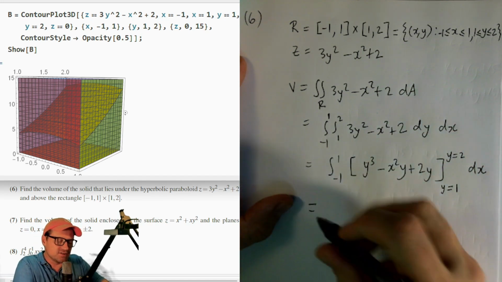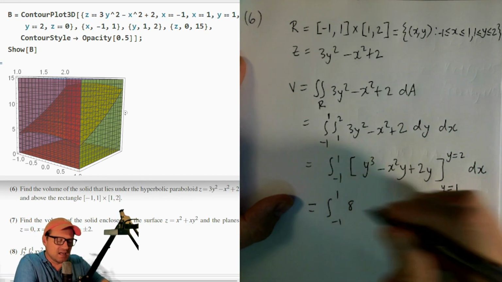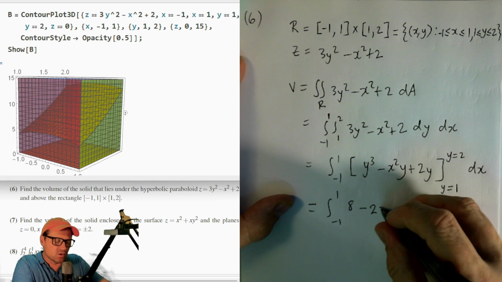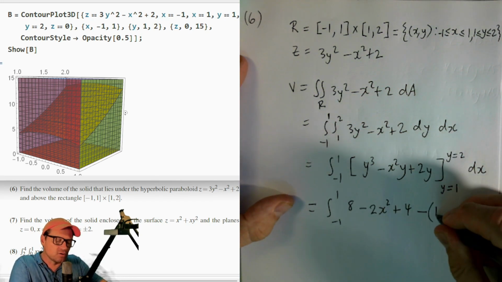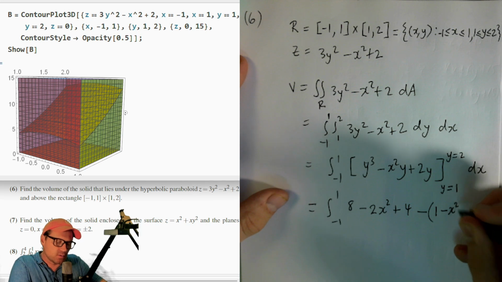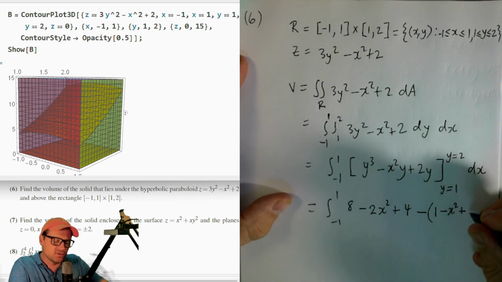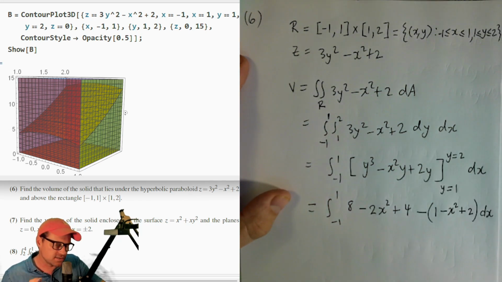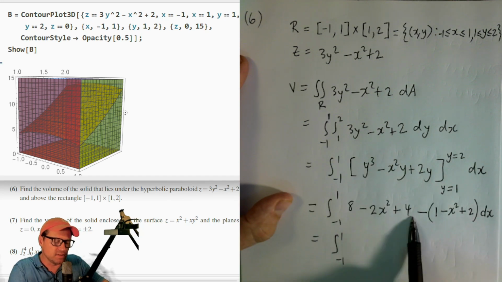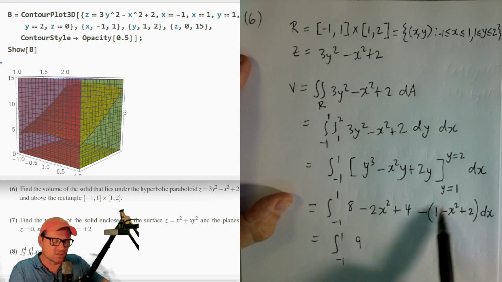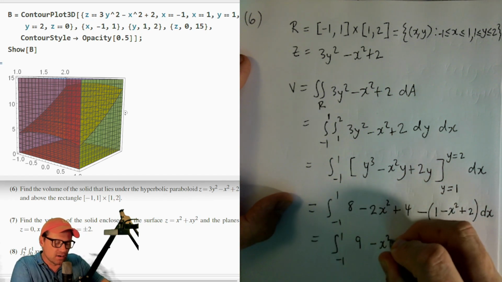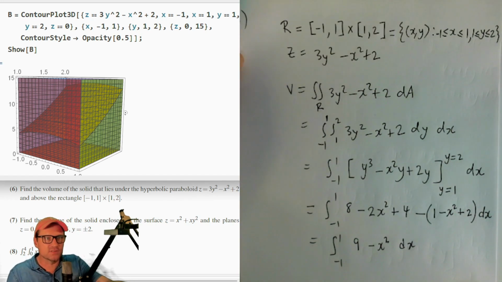Okay, so subbing in 2 cubed is 8 minus 2x squared. 2 times 2 is 4. Then we subtract 1 cubed is 1 minus x squared times 1 plus 2 times 1 is 2 dx. Okay, so simplifying this, 8 plus 4 is 12, minus 3 is 9, minus 2x squared plus x squared is minus x squared. And now we integrate this with respect to x.